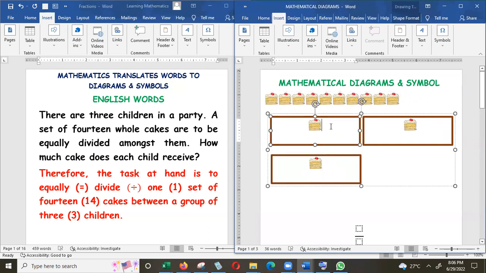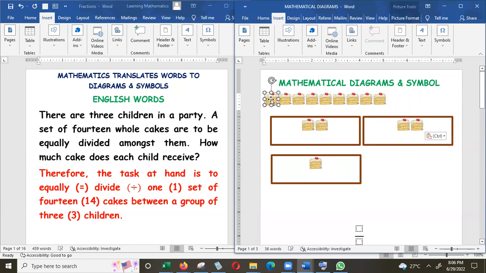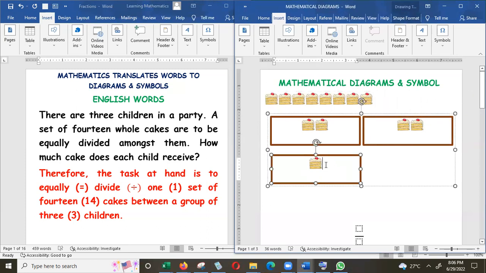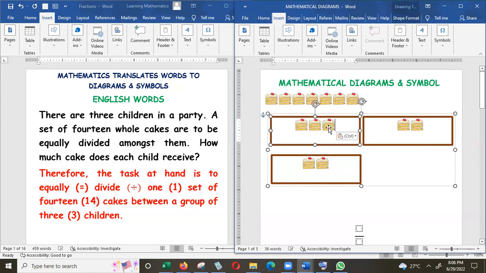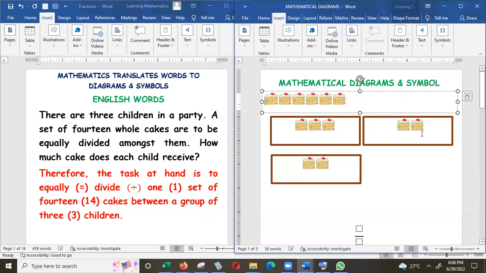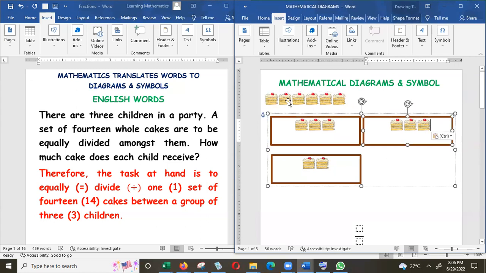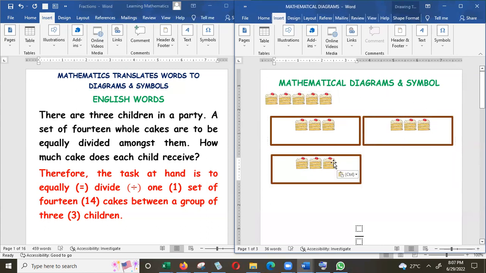Give a first child another cake. The second child, give that second child another cake. And give that third child another cake. Okay. We still have more cakes left. So we can continue doing this. A third cake to that first child. Second child also gets a third cake, and the third child also gets a third cake. So all 3 children have 3 cakes each, but there are still more cakes.